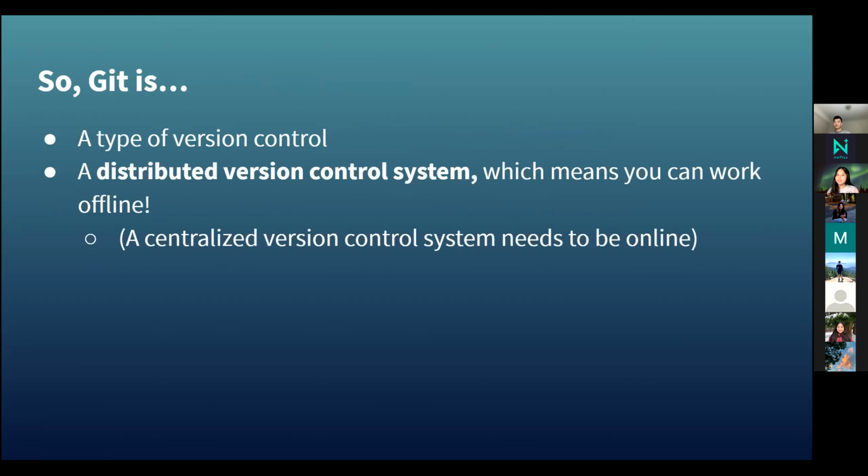And it is important because Git is a type of version control. It's a distributed version control system, and all that word distributed really means is that you can work offline. So you don't need Wi-Fi or anything. You can be working on it in the middle of nowhere if you so desire. The opposite of that would be a centralized version control system, which will need to be online.